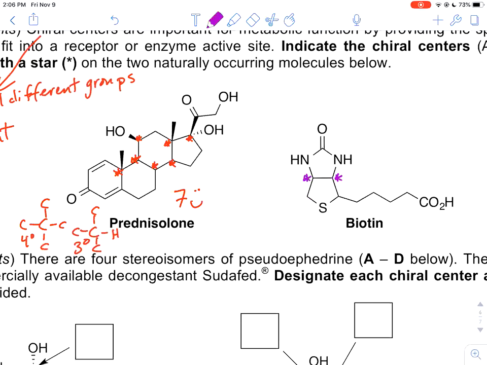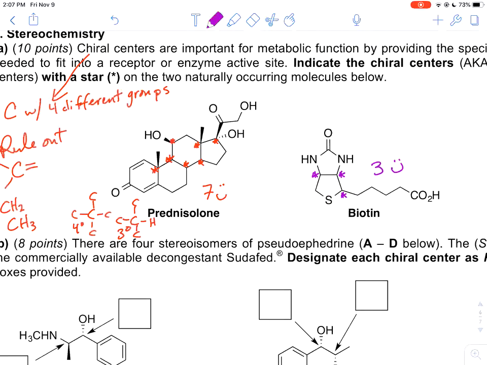And last but not least, this one right here is a chiral center because it's connected to a sulfur, a carbon that is connected to a nitrogen, a carbon of a CH2 group, and a hydrogen. So that's that. Okay, so those are your chiral centers in biotin. So there were 10 total, 3 from biotin, 7 from prednisolone.